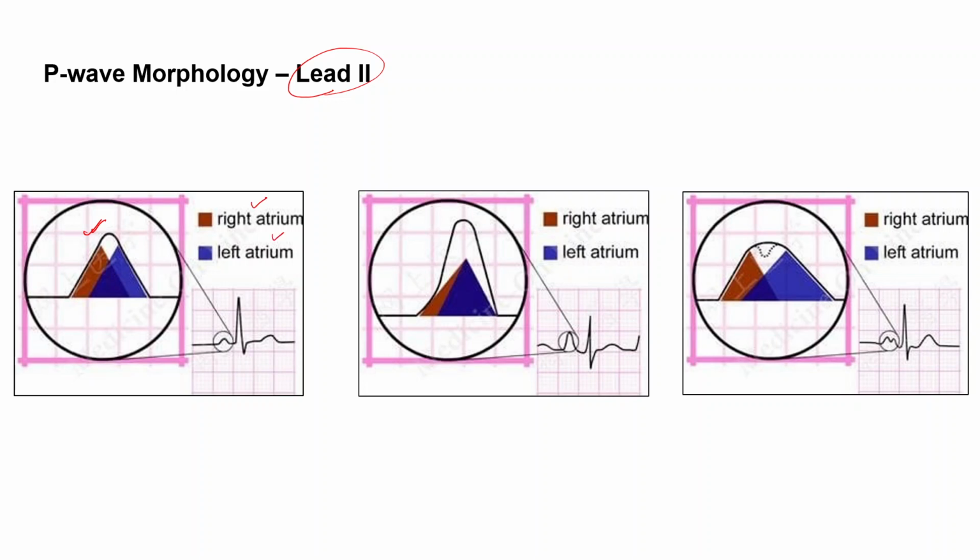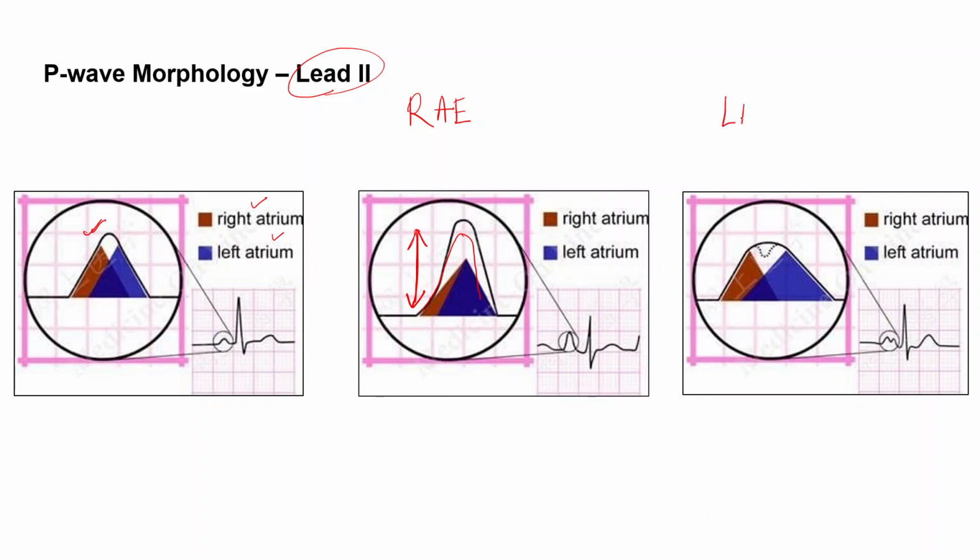Now what happens whenever there is a right atrial enlargement? Whenever there is a right atrial enlargement, the first portion, the right atrium portion, will go like this, followed by the left atrium. So only the amplitude will increase.